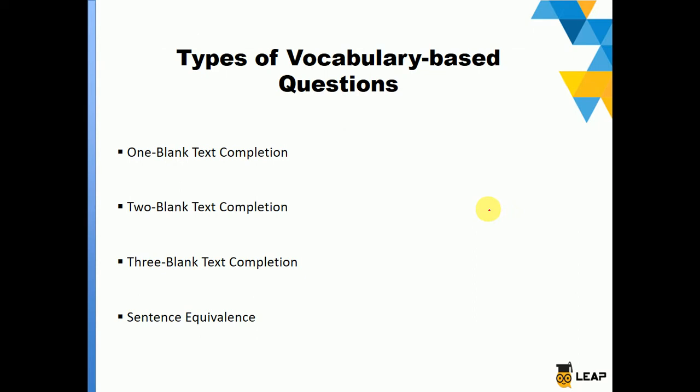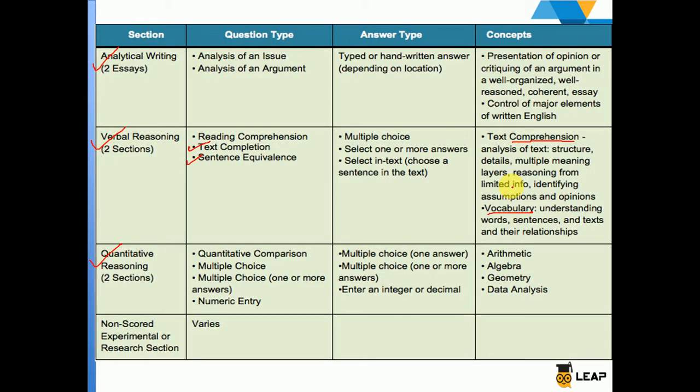First of all, let me tell you what the types of vocabulary based questions are. If you followed my previous video, you will already be aware of this by now, that there are four types of vocabulary based questions: 1 blank text completion, 2 blank text completion, 3 blank text completion, and sentence equivalence. Needless to say, the first three mentioned here all form part of the bigger type called text completion, and the last one is a type in itself, which is called sentence equivalence. As you saw in my previous slide, these two right here. This and this.